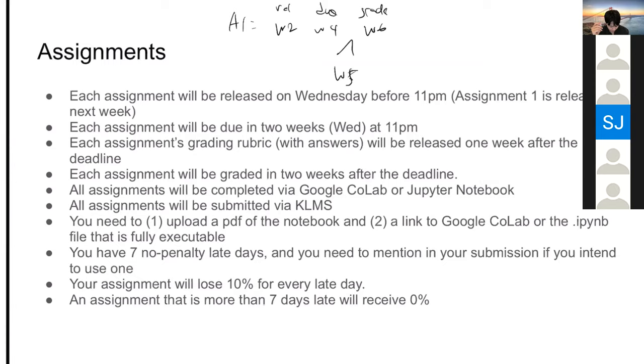And you need to submit two things. One is a PDF of the notebook. Either Colab or Jupyter Notebook, you will need to print the entire notebook into PDF so that we can make sure what you submitted is equivalent to, for instance, the link to the Colab that you will upload. So you'll upload two things, a PDF and a link to Colab if you use Colab. If you use Jupyter Notebook, then you will upload the file itself. Both of them should be fully executable and also self-contained.